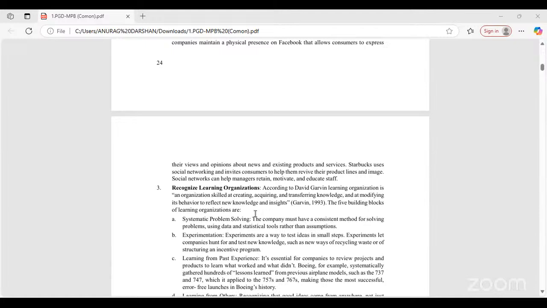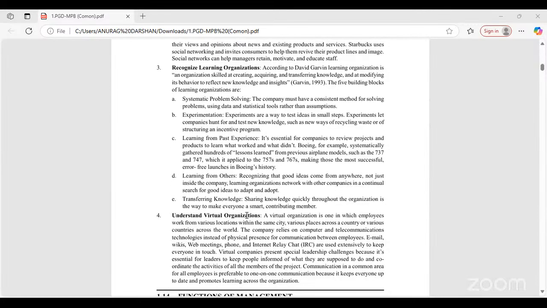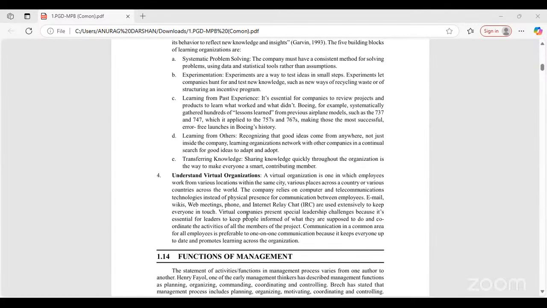We also have organizational learning. According to David, learning organizations are organizations which focus on creating, acquiring, and transferring knowledge. Through their skills, they create, acquire, transfer, and modify knowledge, and store and retrieve it as and when required. These all come under knowledge organizations, and also virtual organizations.